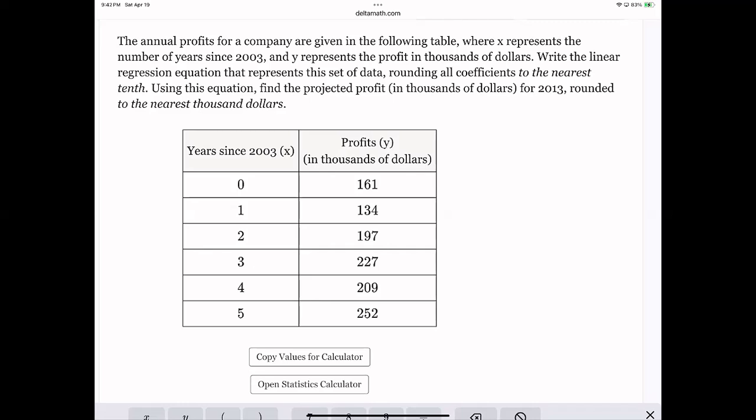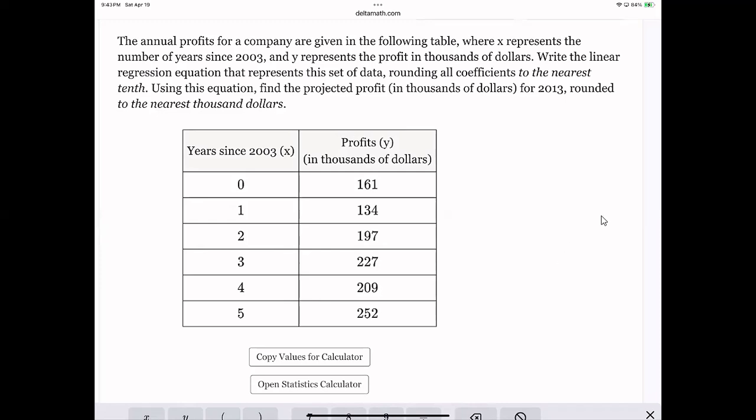Okay, so let me go back through it. They want us to enter this data. They want us to run a regression. They want us to round the coefficients of the equation to the tens place. Now, this is different from what we've been doing before. Everything else has been to the hundredths. And then it says they want us to use our equation and project what the profit would be if we were to put in the year 2013. So I'm going to show you guys everything you need to do for this.